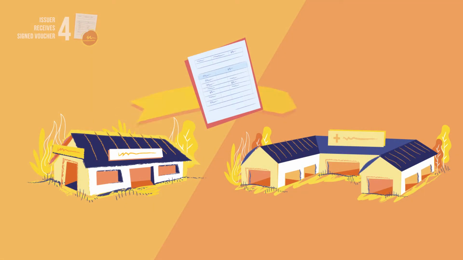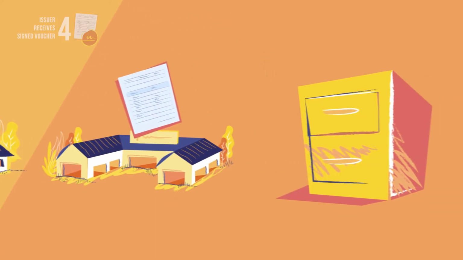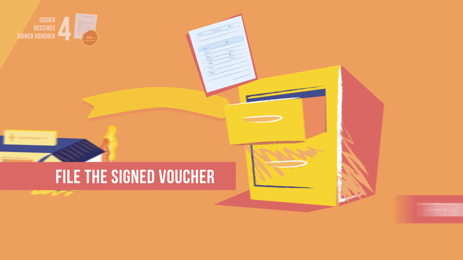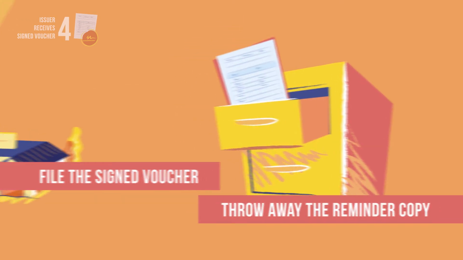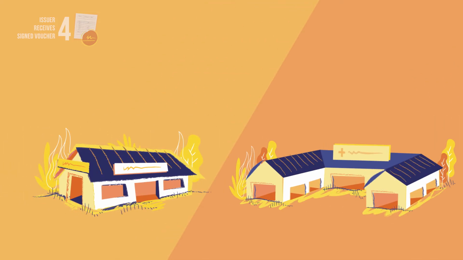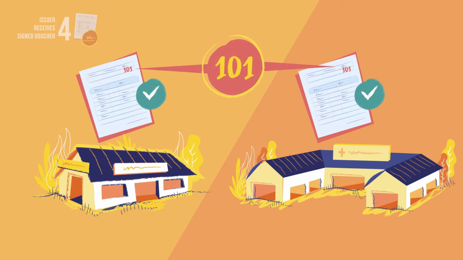The last step is for the final copy of the voucher to go back to the district office so that the district officer will know that you received the supplies. When the final copy arrives, the district office can file it in their records and throw away the reminder copy they had kept temporarily. So now, each facility has a completed copy for their files. Each of the copies has the same unique voucher number. So if there are ever any questions about a particular shipment, there will not be any confusion.